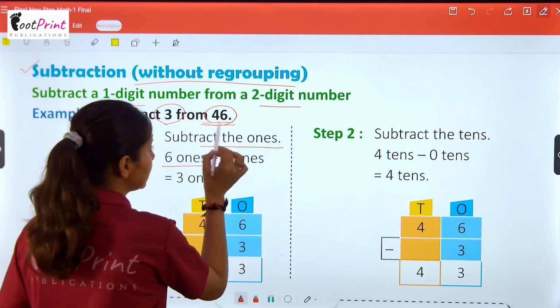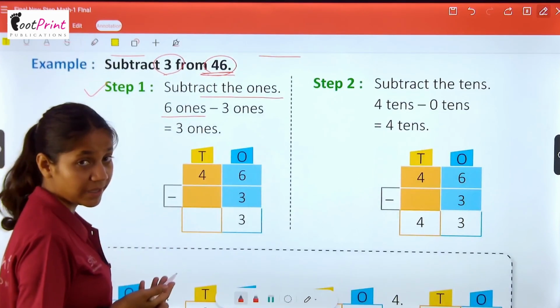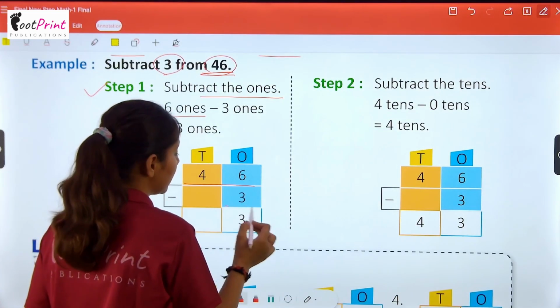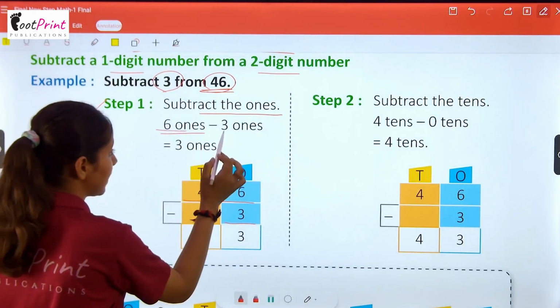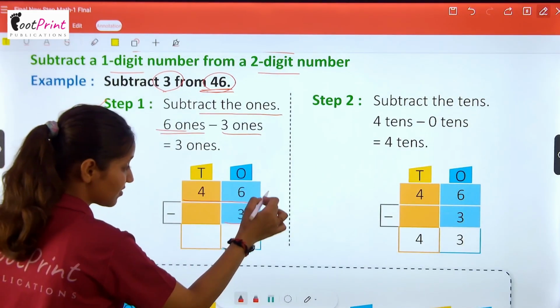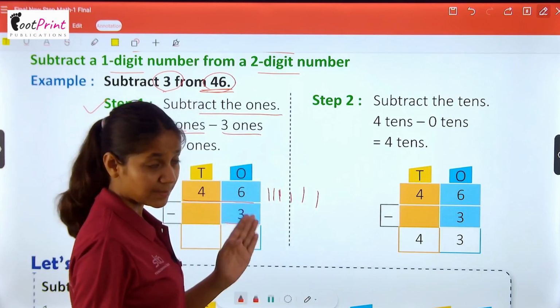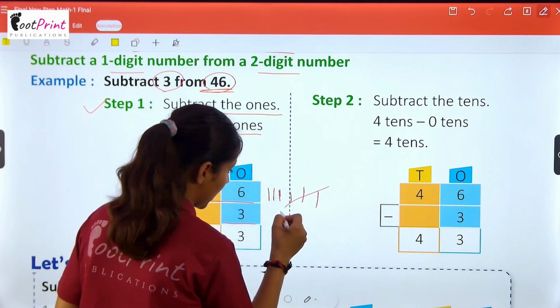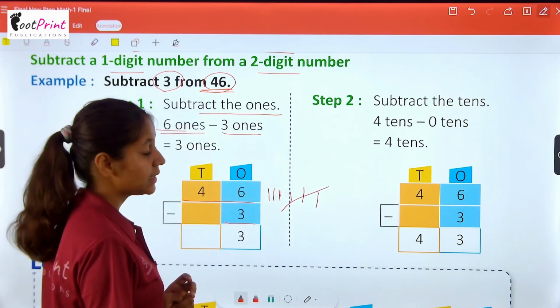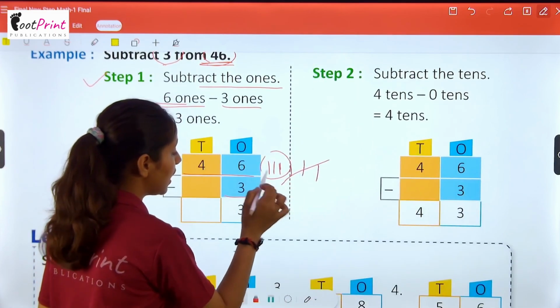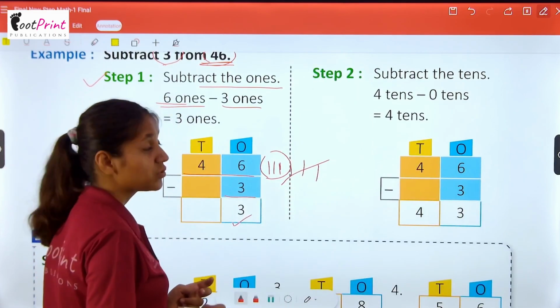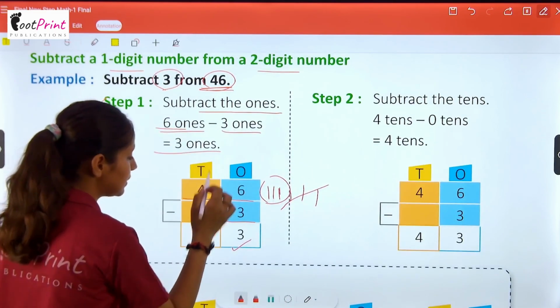As we can see here, it is 46. Firstly, we will make a column, then write the values. Then 6 ones minus 3 ones. That means 6 ones are there, and we are subtracting 3 ones. That means we are taking these away. Now the rest are 3. 3 ones are left. So we will write here 3.